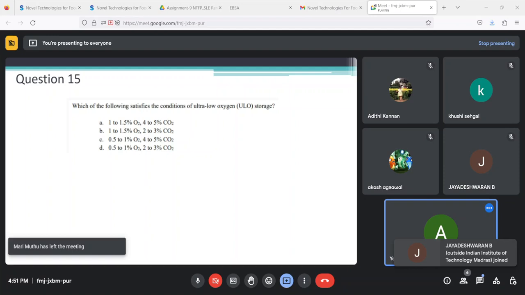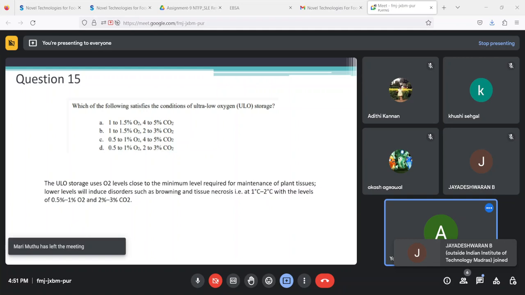So you need to make sure that your food is present in either high concentrations of carbon dioxide along with low concentrations of oxygen. The ULO storage uses oxygen levels close to the minimum level required for the maintenance of the plant tissues. Depending on the kind of food product that you are dealing with, each kind of food will have a minimum oxygen that it can use to survive, and a maximum amount of carbon dioxide. If you go beyond this range, that is, if you lower the oxygen too much or raise the carbon dioxide too much, two things will happen.